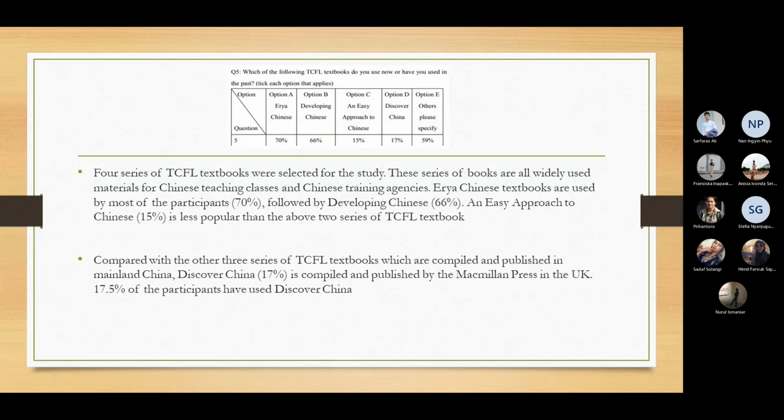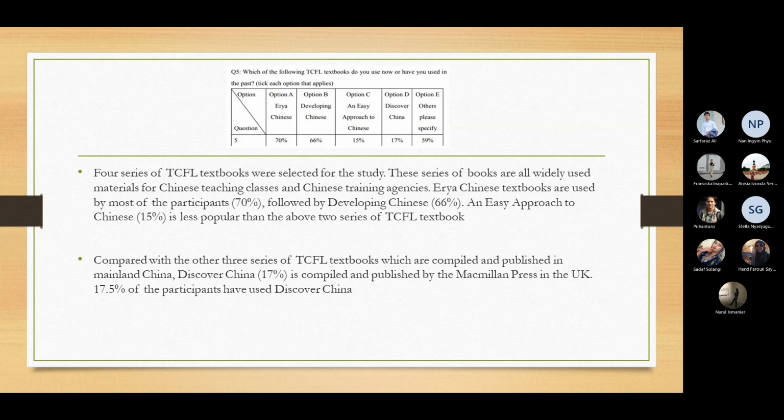Thank you so much. The question number 5 was about the TCFL textbooks: which of the following TCFL textbooks do you use now and have you used in the past? It was very clear while conducting the questionnaire survey that four types of books related to the TCFL textbook were given in the question.